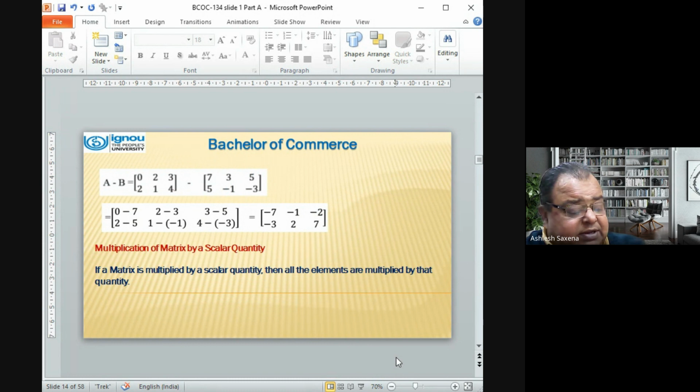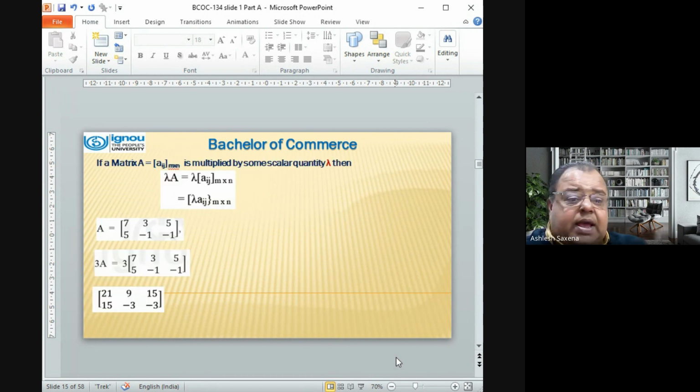First condition is that they should be of the same order. Now, there is a different rule for multiplication. If a matrix is multiplied by a scalar, suppose lambda, each element of it will be multiplied by lambda.